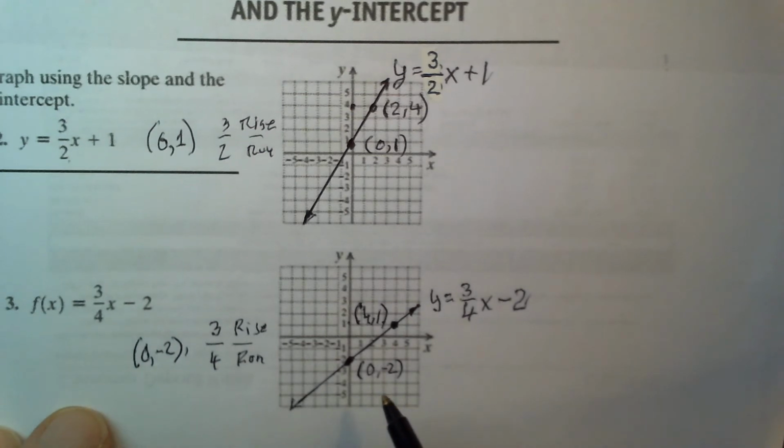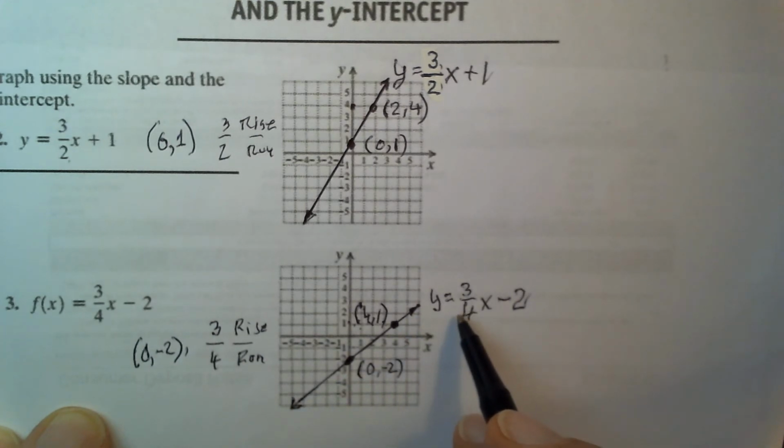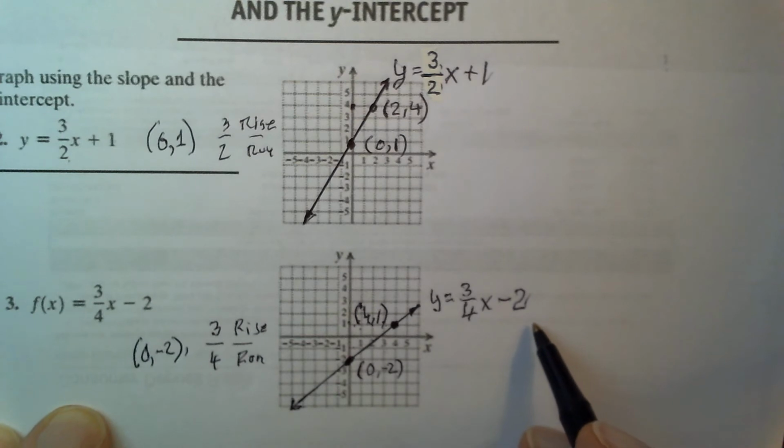As in the previous example, we start at the y-intercept, and again, based on the slope, 3/4, 3 meaning the rise, we go up 1, 2, 3, and then the run is 4, positive, so we go 1, 2, 3, 4 to the right. Here's the second point. We connect these 2 points with a line, and that's now the graph of y equals 3/4 x minus 2.